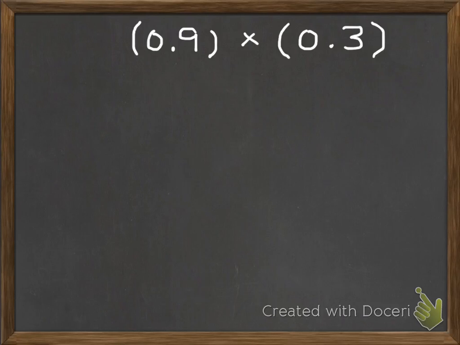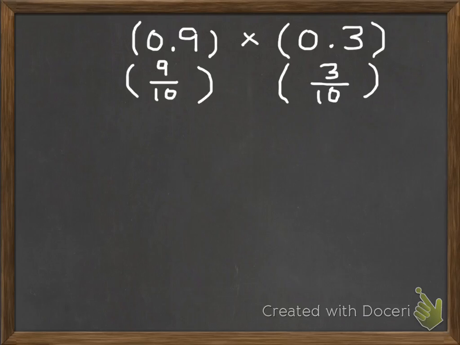0.9 as a fraction would be written like this. This is 9/10 written as a fraction. Next, you'll want to do the same for 0.3. Notice how I keep my work neat and I keep parentheses around my numbers. 9/10 and 3/10 are multiplied by each other, so the multiplication sign also follows down.